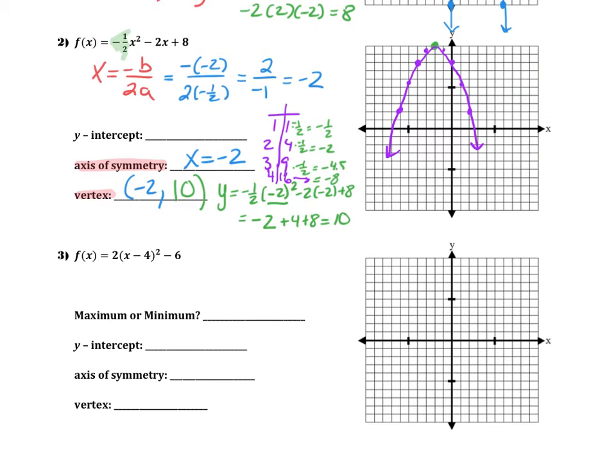And on my graph, I can see that my y-intercept is at (0, 8). If you remember, if you plug in 0 into a standard form equation, your y-intercept is always going to be your c value when you have an equation that's in standard form.